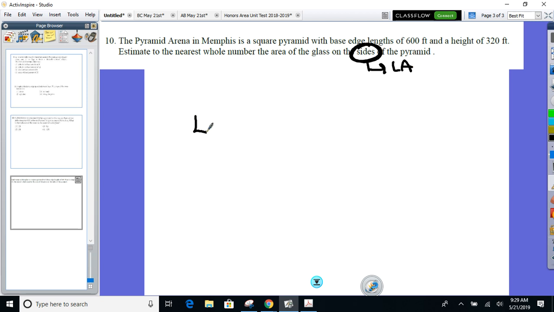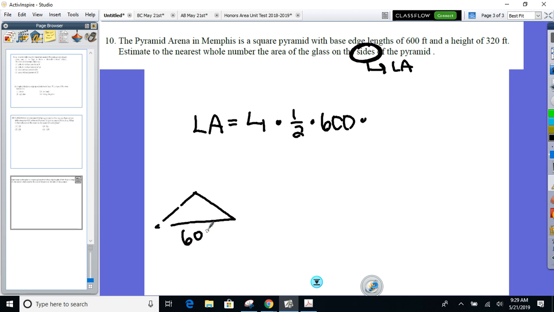So this is a pyramid. How many triangles does it have if it has a square base? 4 triangles. 4 times 1/2. What's the base of one of those triangles? 600, because that's the base of the square, right? So times 600 times the height. So here's what my triangle looks like. I have 600. I'm looking for this right here, which is another name for what on that pyramid? Slant height. Yeah, slant height.